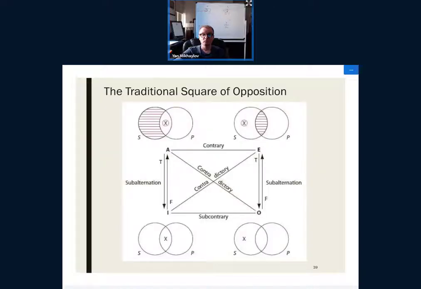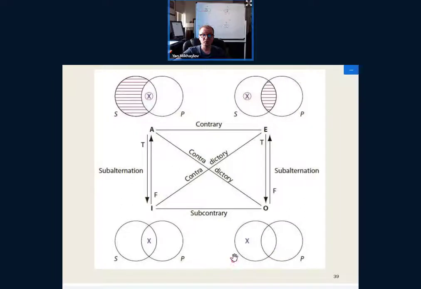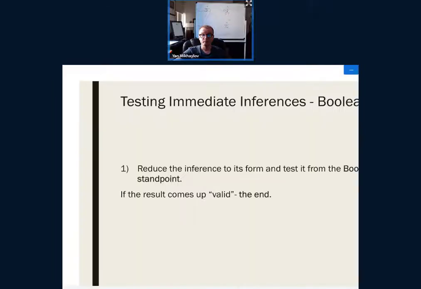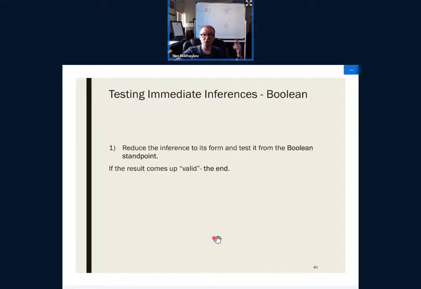So that will be based on the same relations of the same square. So this is the process. First test from Boolean, just like we did last time, and hopefully you remember. So if you have it valid from Boolean, if you have the x in the correct spot, then no problemo, you're done. It's just valid.